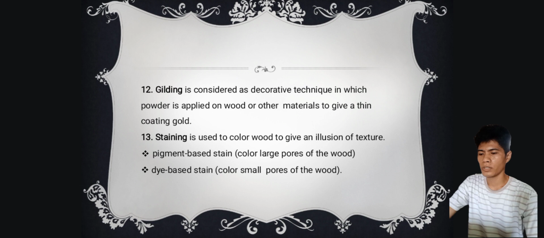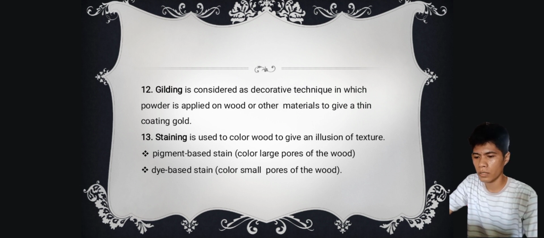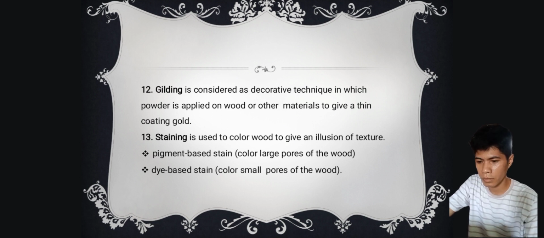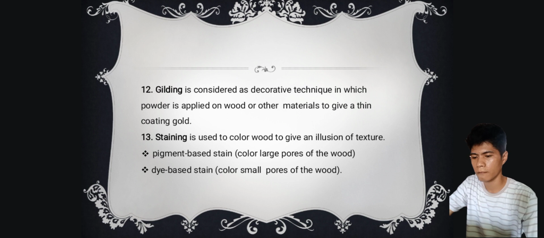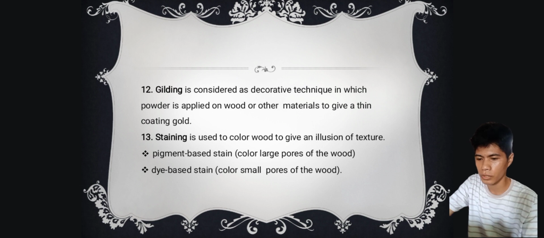There are two types of staining. First, we have the pigment-based stain, which colors the large pores of the wood, the bigger pores. Then the dye-based stain colors the small pores of the wood, the smaller pores. The pigment-based stain is for the bigger pores, and the dye-based stain is for the smaller ones.